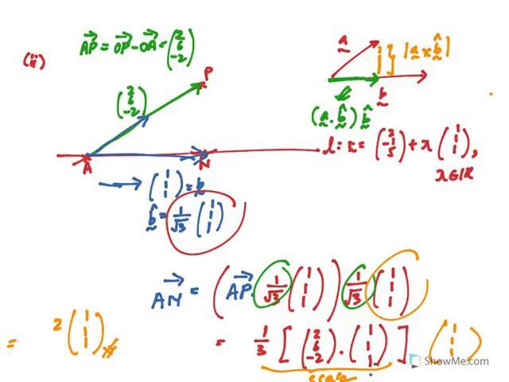Am I done? No, I'm not done yet. AN means I have found that this is 2 of 1, 1, 1. I use yellow now. How to find? The question wants us to find not only that, the question wants us to find the position vector of the foot of the perpendicular.